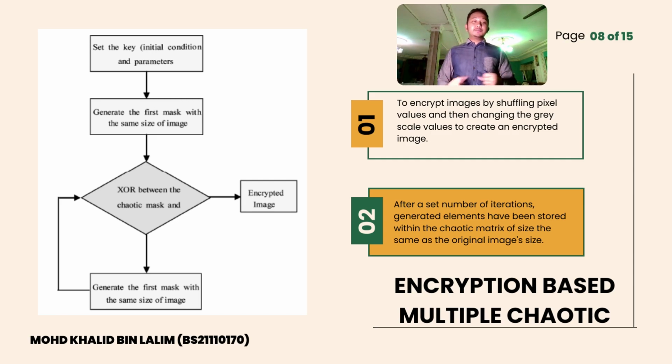And we go to the diamond flowchart, which is perform the XOR between the chaotic mask and the original image. So if the image is not encrypted, generate the second mask with the same size as the image and perform the XOR between the chaotic mask and the image from the XOR of the original image.